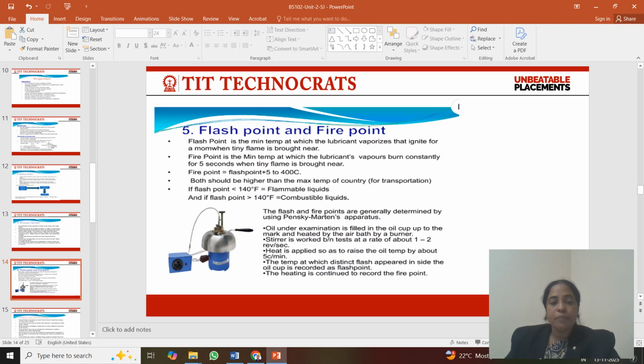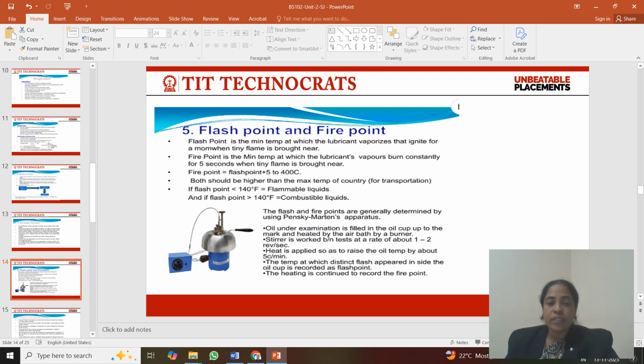Now we move to the next property of a lubricating oil, that is flash and fire point. Students, flash and fire point is an important property to explain the volatility or fire burning property of lubricating oil. The definition of flash point is very simple: the minimum temperature at which the oil gives off sufficient oil vapors that ignite for a moment when a small flame is brought near to it, and the fire point is the minimum temperature at which the lubricant's vapors burn continuously for at least 5 seconds when a small flame is brought near to it.